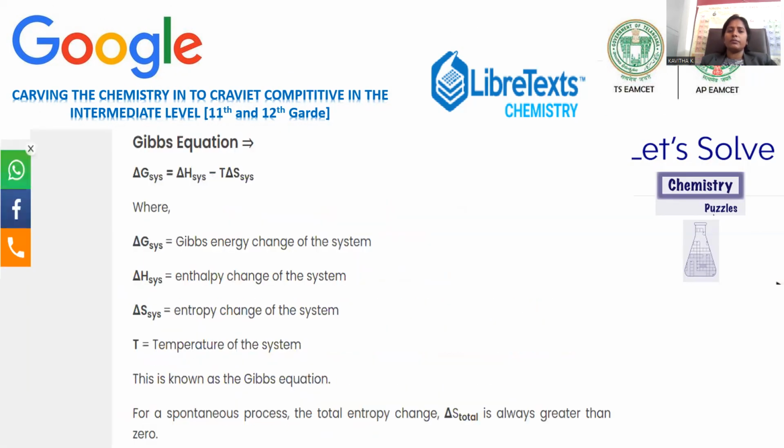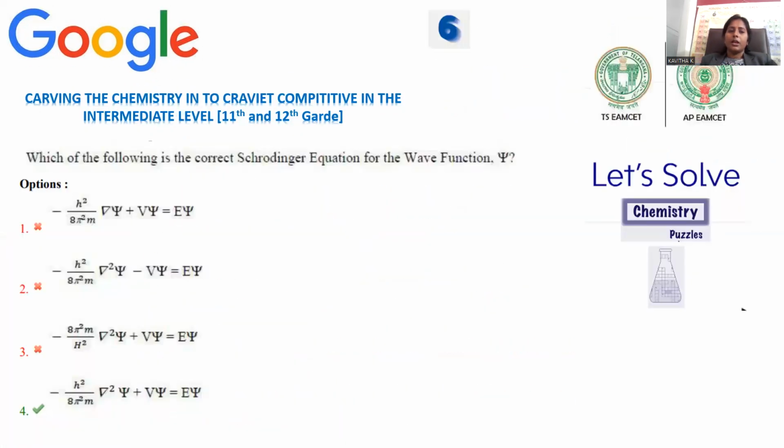Move on to question number 6. Question number 6 is the last question of the session. Which of the following is the correct Schrodinger equation for the wave function psi? So what is the correct representation of the Schrodinger wave equation? The Schrodinger wave equation is very important. All the quantum numbers are derived from it, and quantum chemistry mainly relies on this equation only.